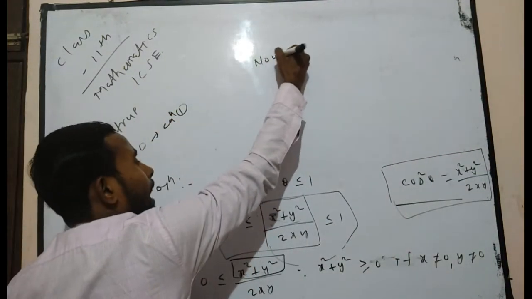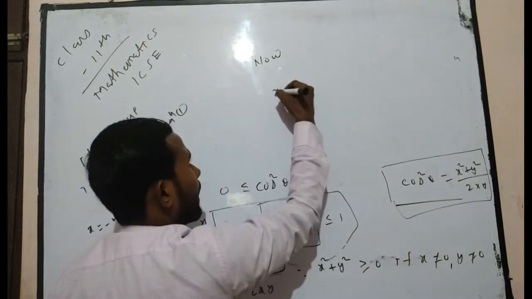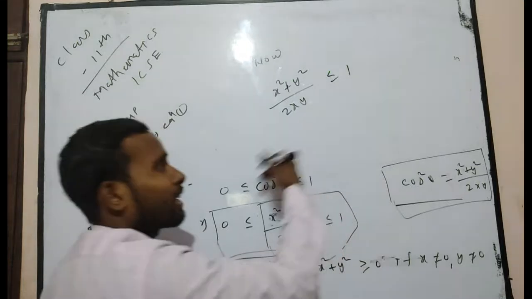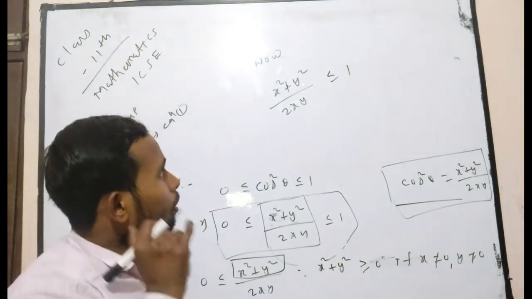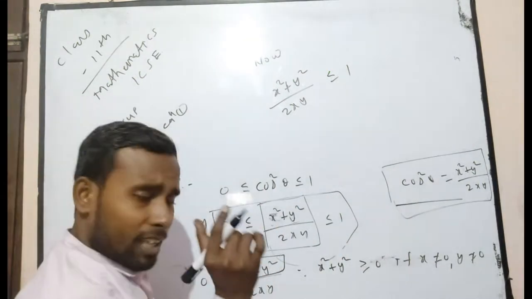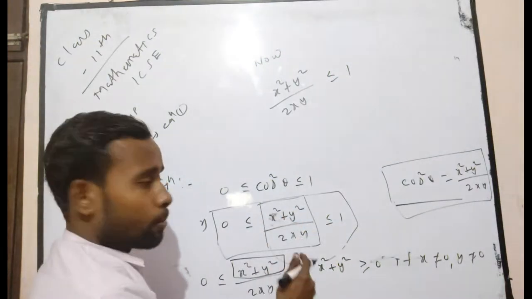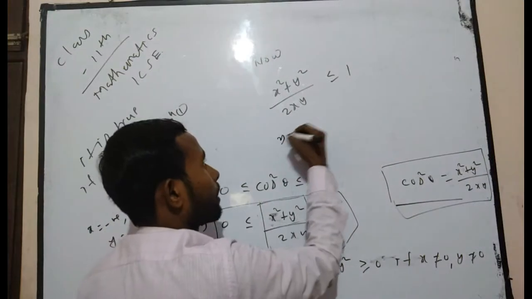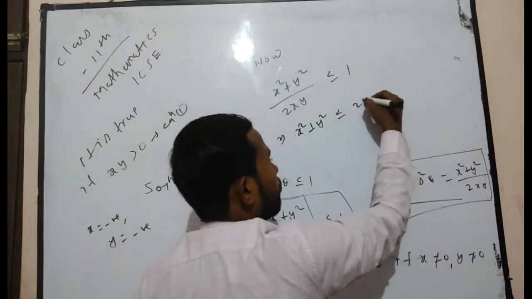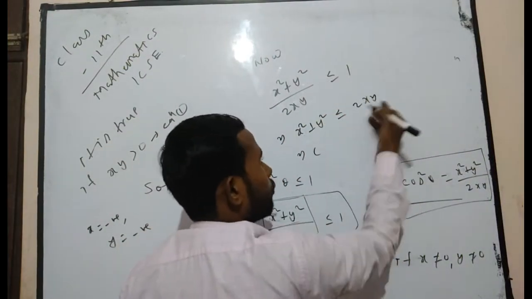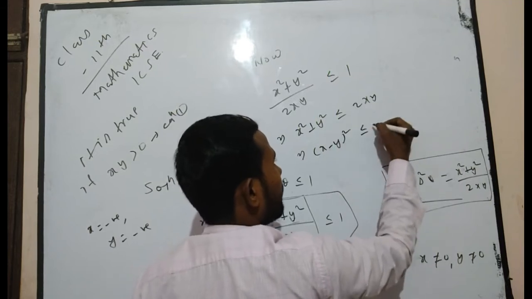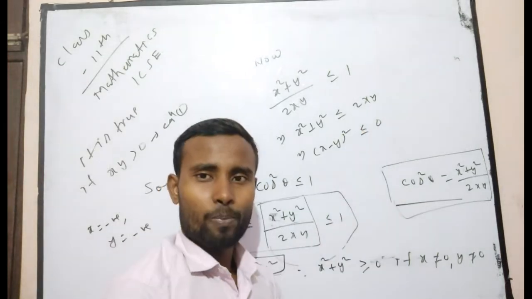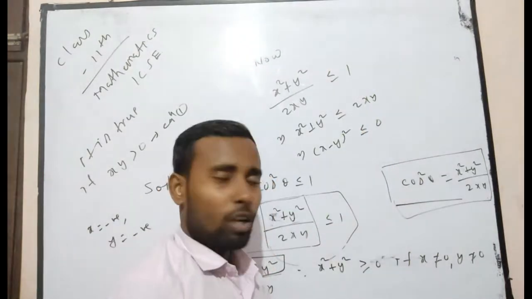Now I want to take the second part, that means (x square plus y square) by 2xy less than or equal to 1. You can cross multiply on both sides, because you already know that the whole expression is positive because it is greater than 0. In case of positive, you can cross multiply. x square plus y square is less than or equal to 2xy. That implies that if you take it to the left side, you get definitely x minus y whole square less than or equal to 0.